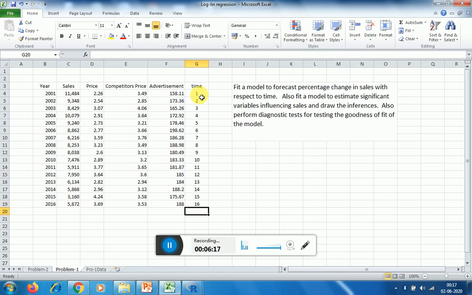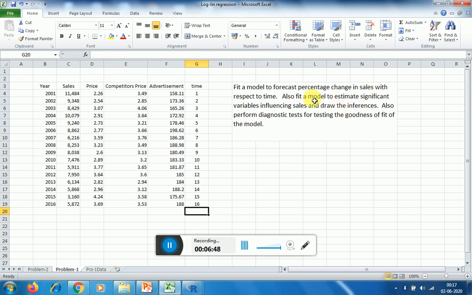Now the time is changing by 1 unit, and accordingly the sales are changing. So we need to forecast the sales with respect to time. According to the trend, how the sales are changing, that we want to forecast. And secondly, also fit a model to estimate significant variables influencing sales and draw the inferences.